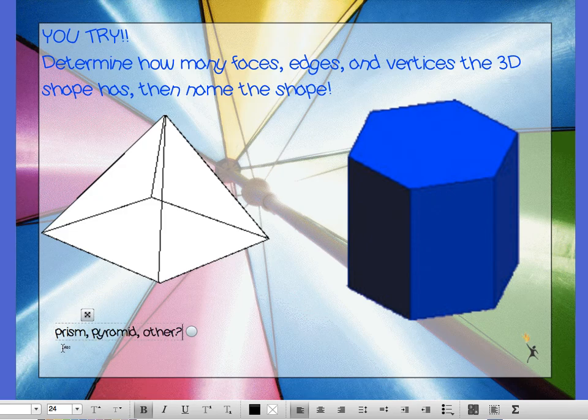or other? Because then you know if it's a prism, then you name it for its base, so it would have to be a hexagonal prism or a hexagonal pyramid. If it's other, that means that it's going to be a cylinder or a cone for you. Those are the only other two that I want you to be able to know by name, but you need to know that they don't fit in the realm of prism or pyramid.